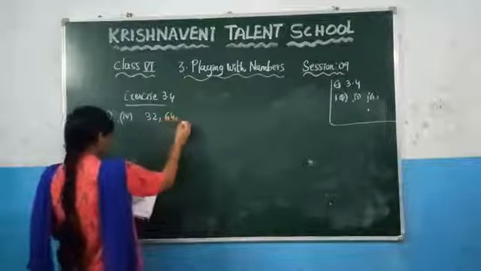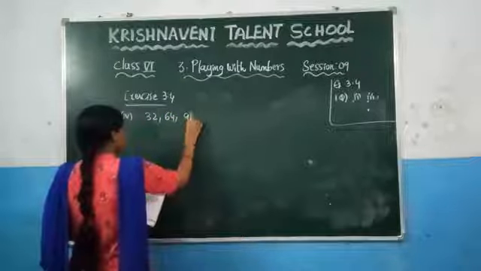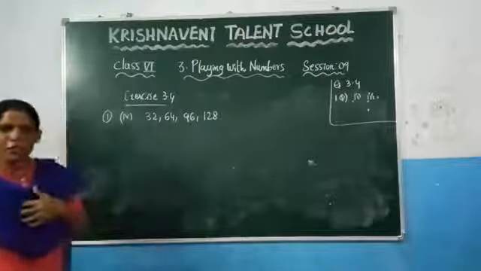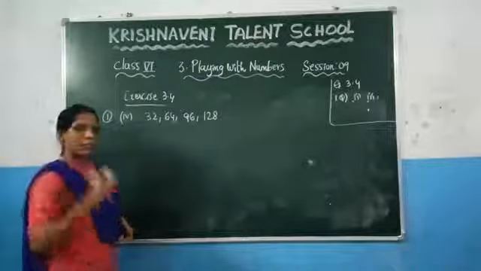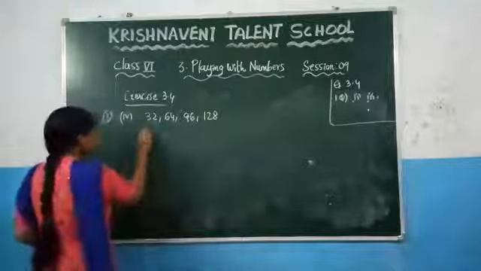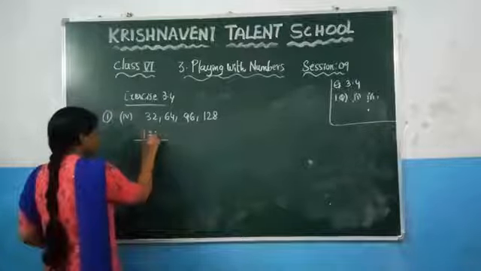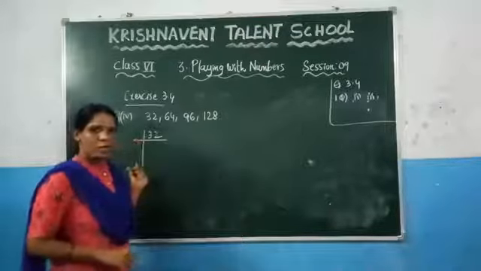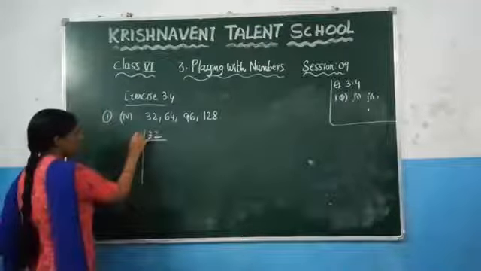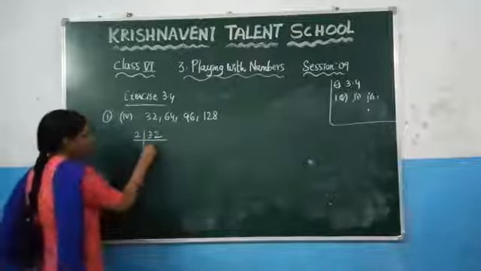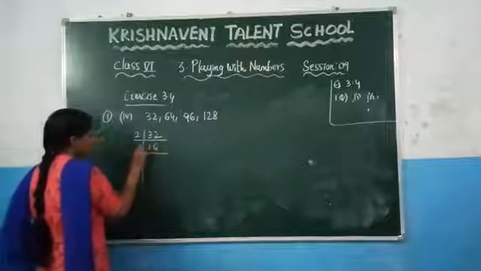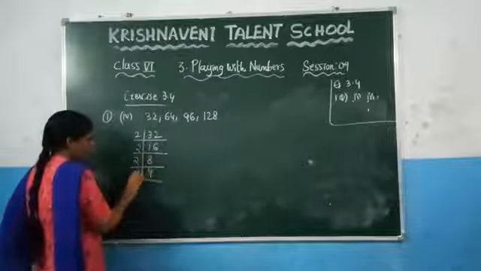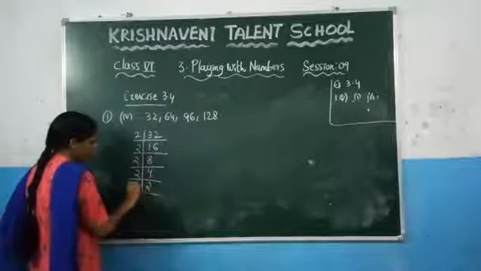The numbers are 32, 64, 96, 128. Again, you need to use the two methods. The first one is the prime factorization method. In this method you need to write the given number as a product of the prime factors. What is the least prime factor? 2. 2 1s are 2, 2 6s are 12, 2 8s are 16, 2 4s are 8, 2 2s are 4, and 2 1s are 2.